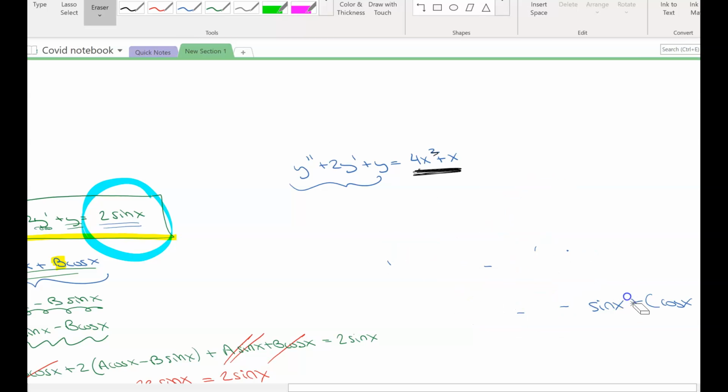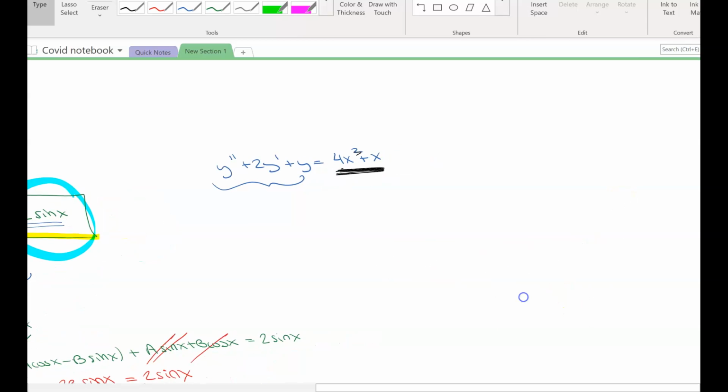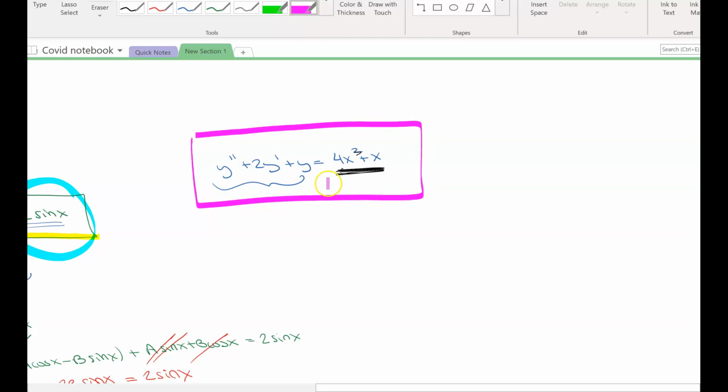She said, what if that right-hand side is not something like cosine x or sine x? And she actually said, what if that right-hand side is a polynomial? And notice what I did here for this second example. I have the exact same left-hand side. All I've changed here is this g of x. So think about it. I want you to think about it.